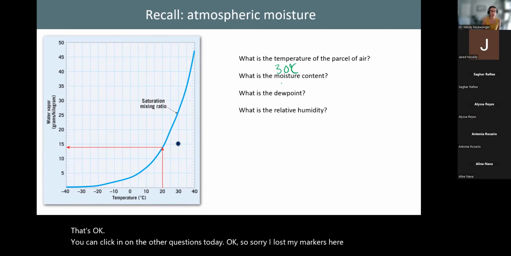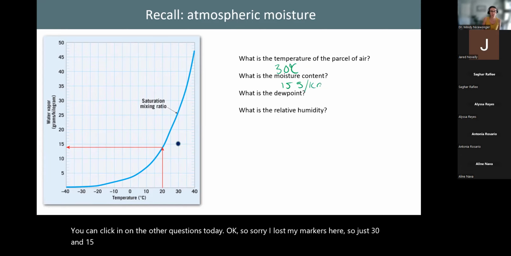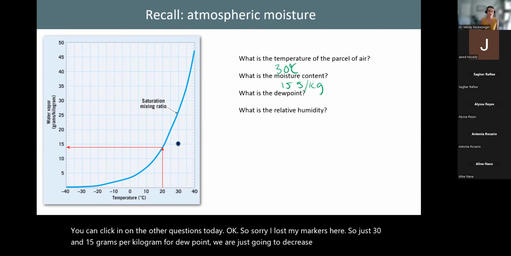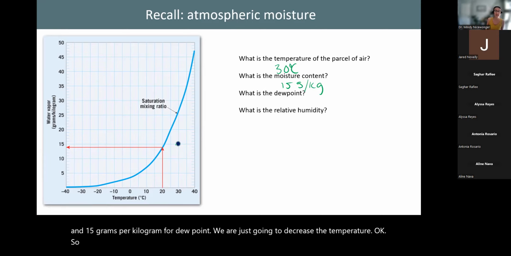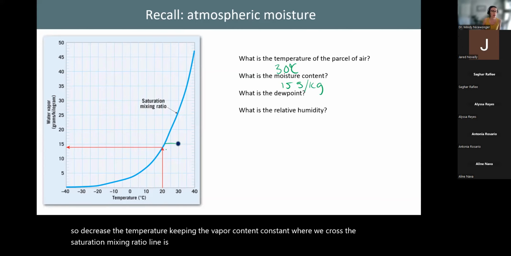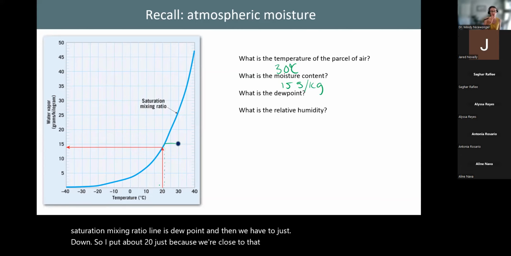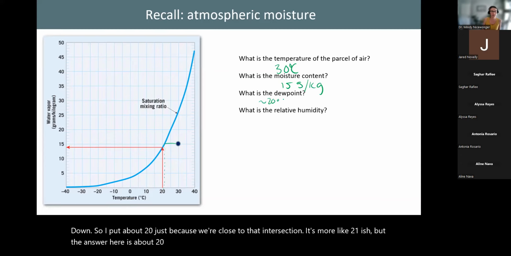So it's 30 and 15 grams per kilogram. For dew point, we are just going to decrease the temperature. Okay, so decrease the temperature, keeping the vapor content constant. Where we cross the saturation mixing ratio line is the dew point. And then we have to just read down. So I put about 20 just because we're close to that intersection. It's more like 21-ish, but the answer here is about 20 degrees C.